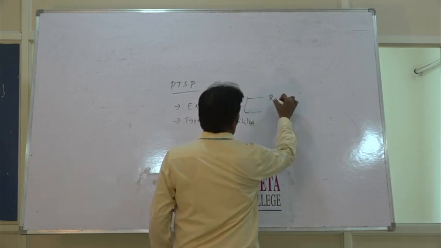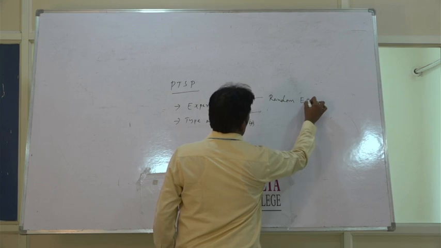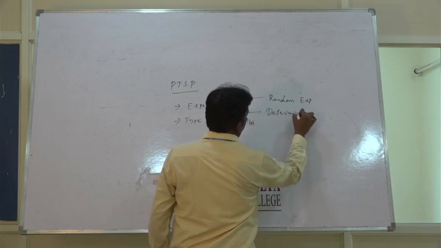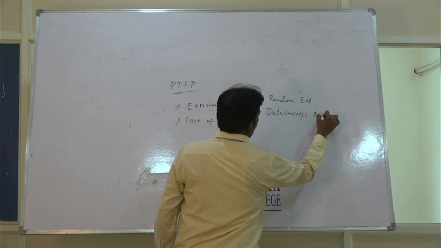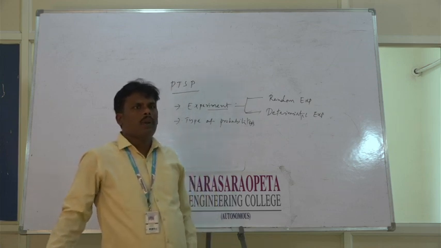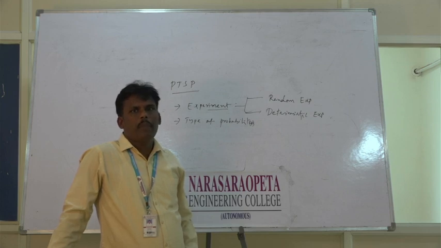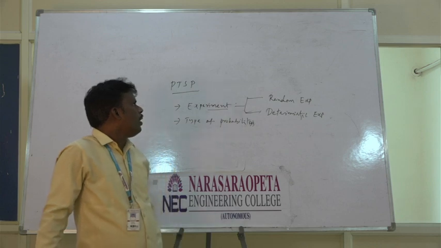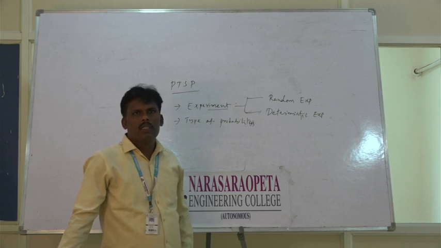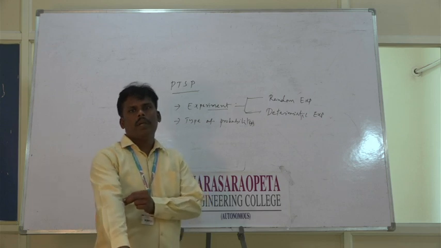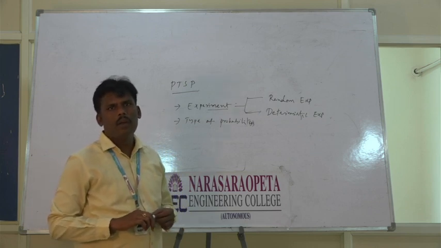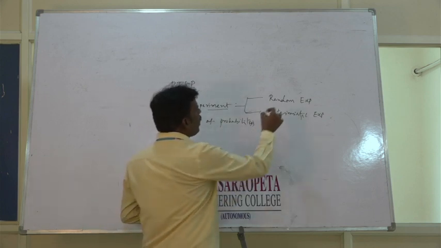One is the random experiment, the second is the deterministic experiment. What do you mean by random experiment? In any experiment where we can't predict the output values, that is called a random experiment. Suppose tossing a coin is an experiment. Here, what is the outcome? We can't predict it before the experiment. Either it may be head or tail. That is an example of a random experiment.